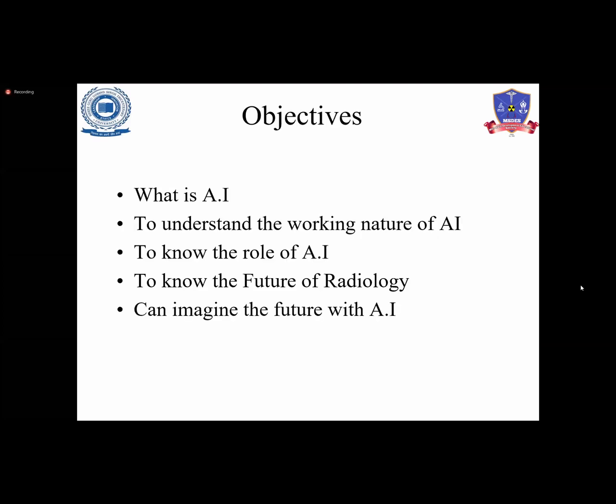The objective of our lecture today is to know what the role of artificial intelligence is, what the working nature of AI is, and to understand its role in the department as well as with each and every piece of equipment, to know the future of radiology well. We can also imagine the future with AI.